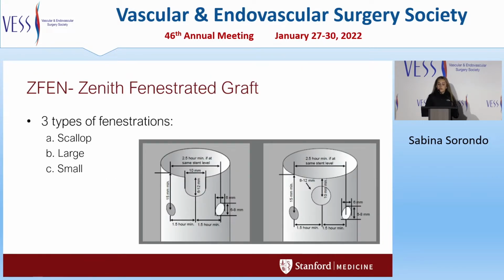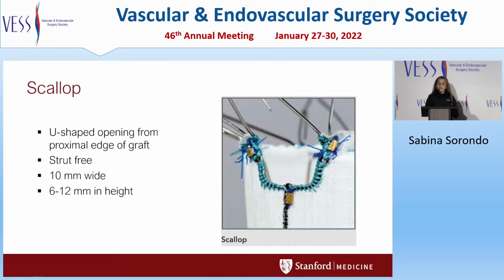The Z-Fen configuration allows for a total of 3 fenestrations, only 2 of which can be the same. The most commonly built configuration is 2 small fenestrations for the renal arteries, followed either by a scallop or a large fenestration for the SMA. A scallop is a U-shaped cutout from the proximal edge of the graft that is strut-free, and thus allows the SMA to be stented in the case of stent graft misalignment during deployment. Because the scallop does not provide circumferential seal, the effective seal zone is limited to below the SMA orifice.